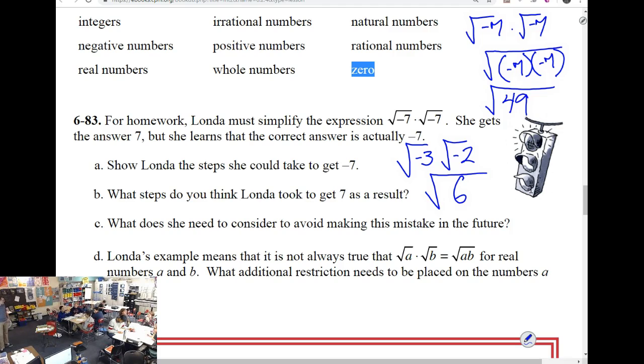What I care for you to realize is that you can merge multiplication under the radical. You cannot do it with addition. That's all I care about from 83. And we're done. Guys, that is the rule that students try to break. If you have radical 4 plus radical 9, it's not radical 13.